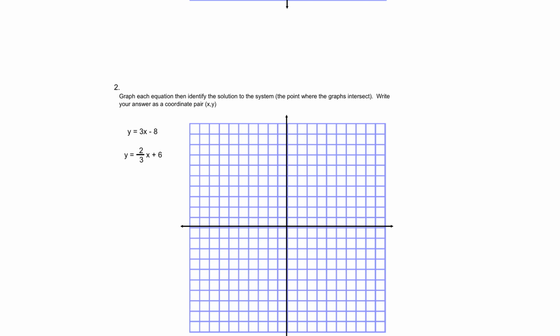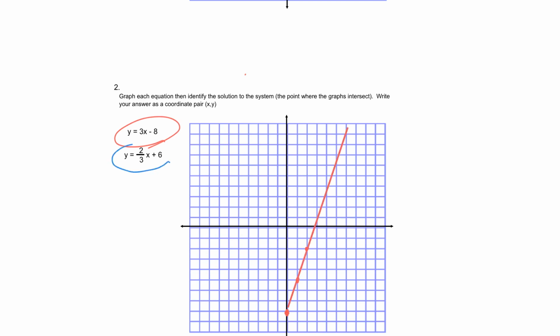Number 2 is very similar. So once again, I'll take a look at the first equation. I'll do that one in red. It's going to be a negative 8 is the y-intercept. The slope is 3, so that's up 3 over 1, and then make a line.